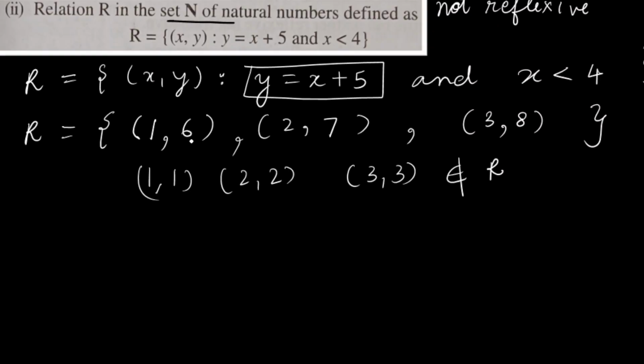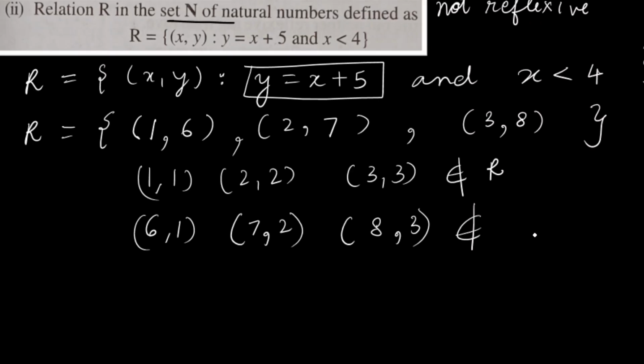Symmetric also we can see: if 1, 6 is there, 6, 1 should be there. If 2, 7 is there, 7, 2 should also be there. These are the symmetric ordered pairs I am writing. So 3, 8 is there, 8, 3 should also be there. But all these values also do not belong to this relation.